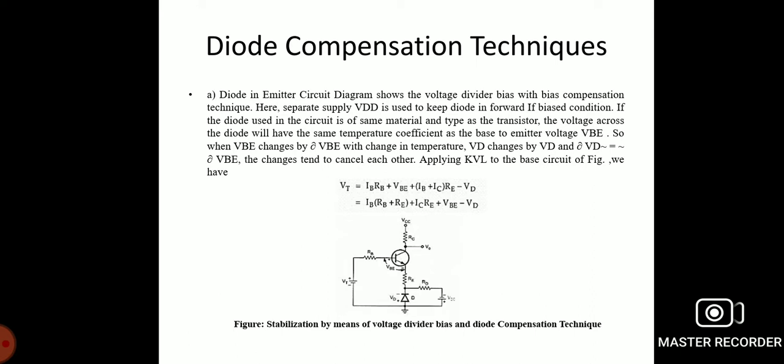We have to use the diode in the emitter side. Now we have to feed back to the base and also the emitter side. So we get the threshold voltage VT equal to base current into base resistance plus base emitter voltage plus IC into RE minus diode voltage. Simplifying the Kirchhoff's voltage law condition, IB into (RB plus RE) plus IC into RE plus VBE minus VDD.